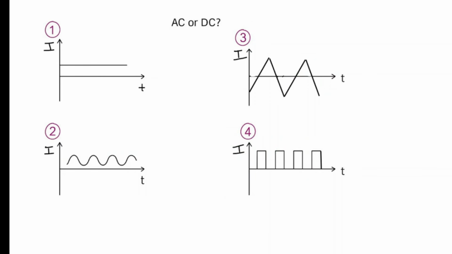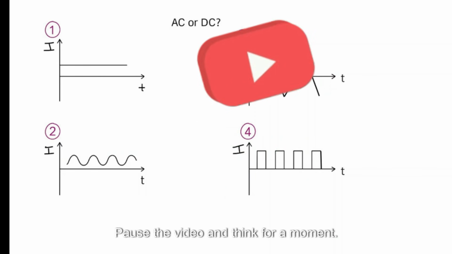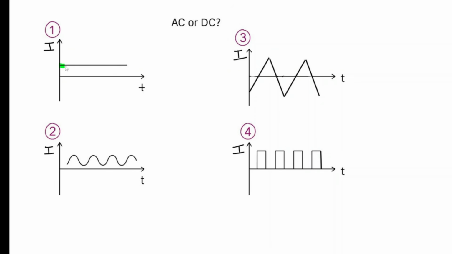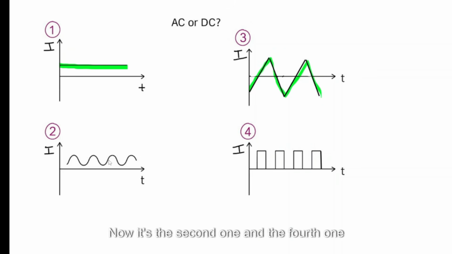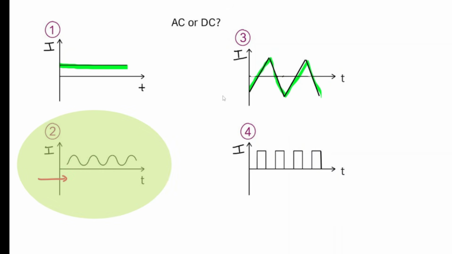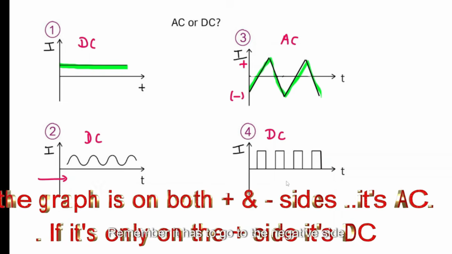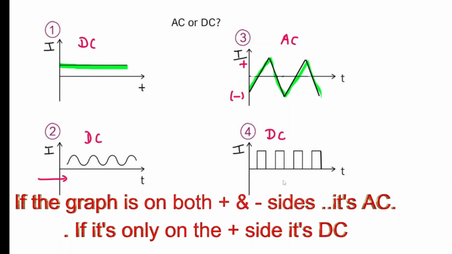Here's a question for you. Pause the video and think for a moment. Which of these are AC and which of these are DC? Obviously one is DC because it's in one direction. Third one is obviously AC. Now it's the second one and the fourth one that most people make mistakes on. Sometimes students think this is AC because of the shape of it. However, remember there is nothing on the negative side. Remember, it has to go to the negative side if it is AC, so this one is AC, all others are actually DC.